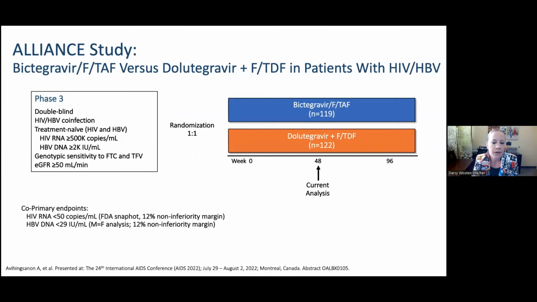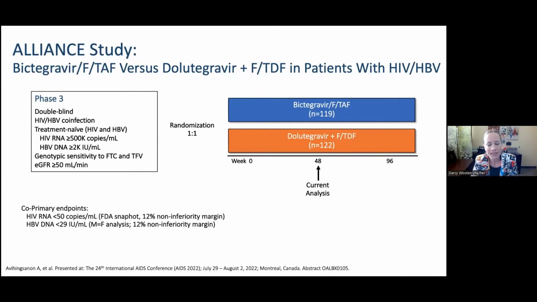This was a randomized controlled trial of people with HIV and hepatitis B co-infection who were treatment naive. They were randomized to either bictegravir/FTC/TAF or dolutegravir/FTC/TDF. Obviously the differences between these two arms were which second generation INSTI patients were given, but also what type of tenofovir-containing component they had. The primary outcome was a co-primary outcome looking at both HIV virologic suppression as well as hepatitis B suppression, with the current analysis presented at IAS at week 48.